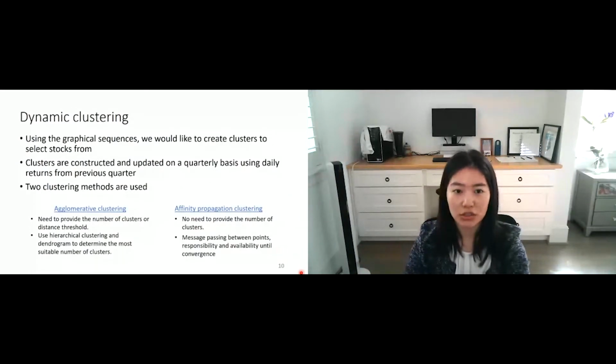So we mentioned clustering, and we want to assign our stocks to clusters, and then we can use that to create portfolios. So our clusters are constructed and updated on a quarterly basis using daily returns from the previous quarter. And we use two clustering methods, agglomerative clustering and affinity propagation. One of the main differences is that in agglomerative clustering, we need to provide the number of clusters, and affinity propagation automatically selects a reasonable number of clusters given the data.